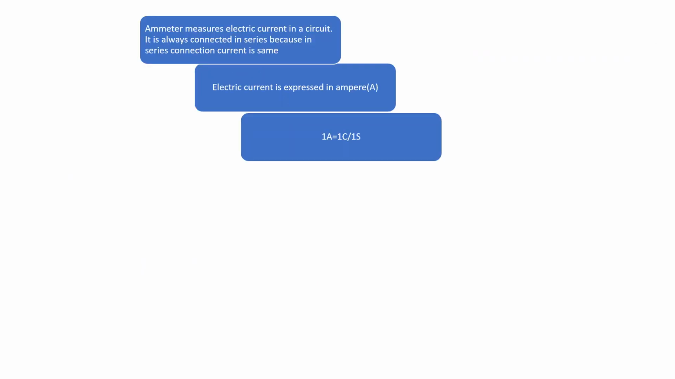We usually use ammeters to measure the electric current. It is always connected in series because in series connection the electric current is the same. The electric current is expressed in amperes, and 1 ampere is equal to 1 coulomb divided by 1 second. That means to flow 1 coulomb of electric charge in 1 second, we use 1 ampere of electric current.